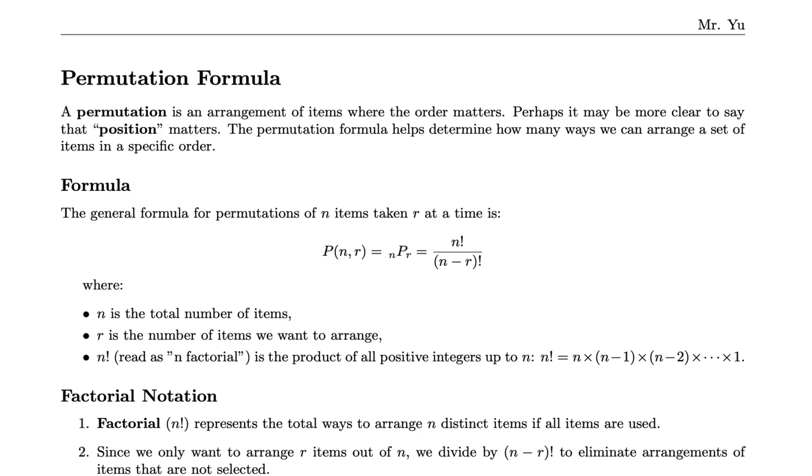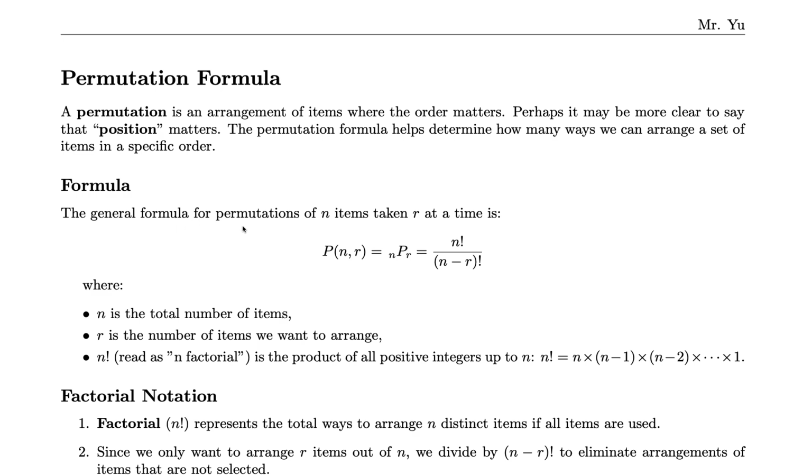Let's talk about permutations. A permutation is an arrangement of items where the order matters. And perhaps it might be more clear to say that the position matters, that each position has a distinct slot. So having an object that's in a different spot is a different arrangement altogether. But let's take a look at the permutation formula.